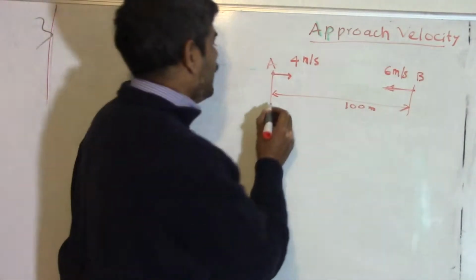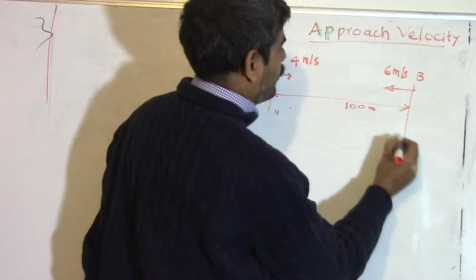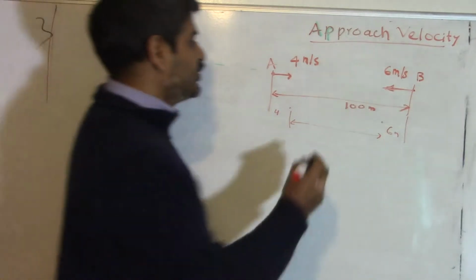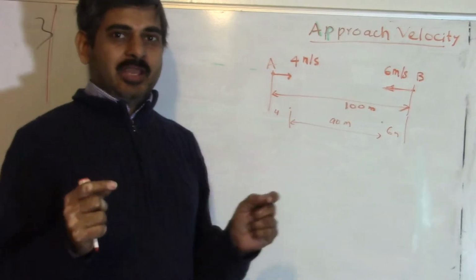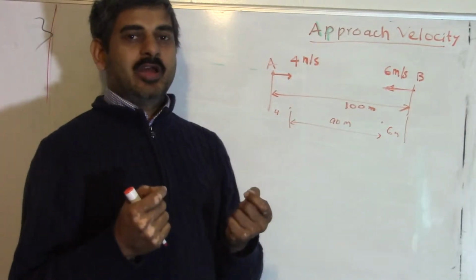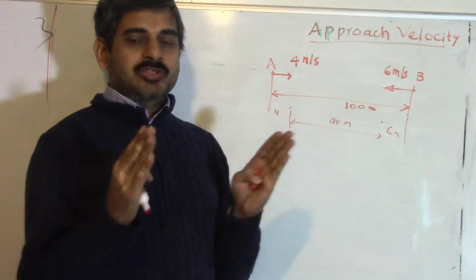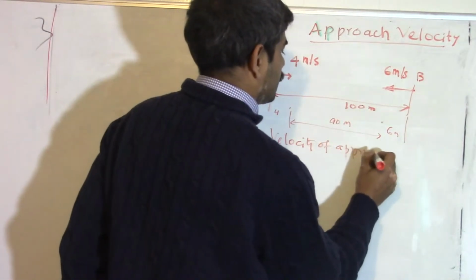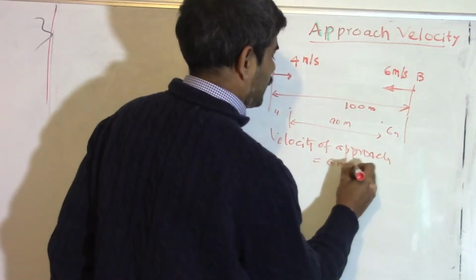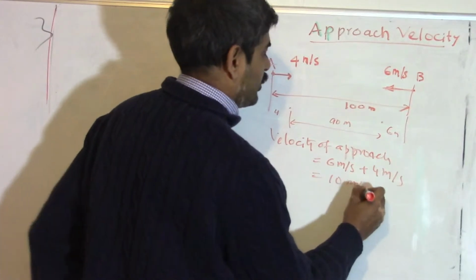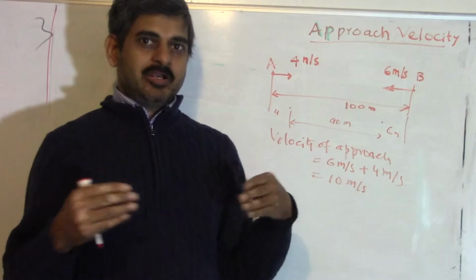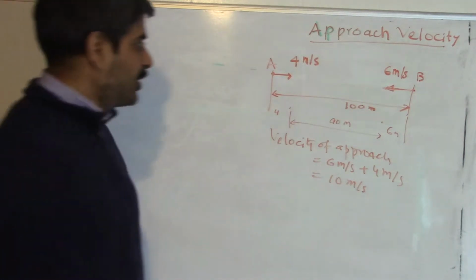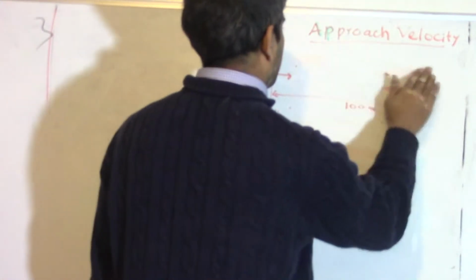If you observe them after 1 second, this will have moved a distance of 4 meters here, and this will have moved a distance of 6 meters here. So the separation between them after 1 second reduces to 90 meters. That means in 1 second they approach each other by a distance of 10 meters. So the velocity of approach is 6 meters per second plus 4 meters per second, that is 10 meters per second. So if two particles are moving towards each other, then their approach velocity will be just the sum of these two velocities.